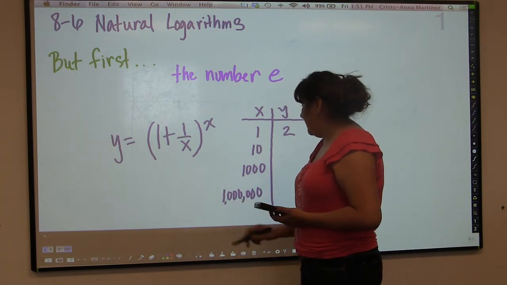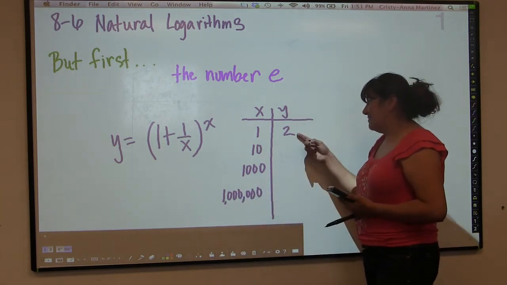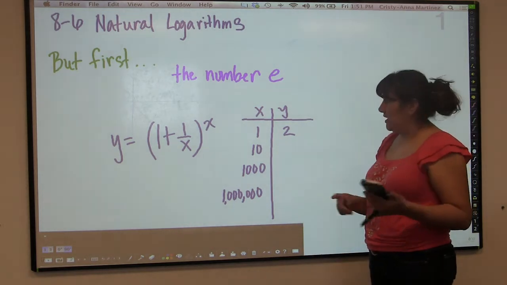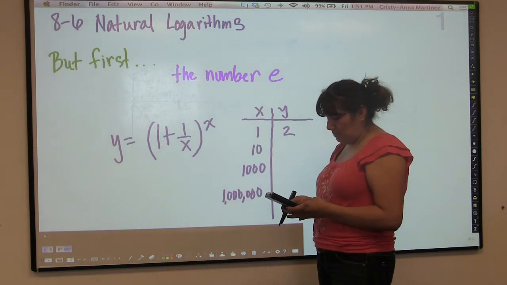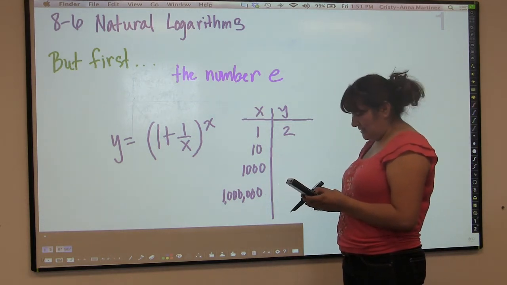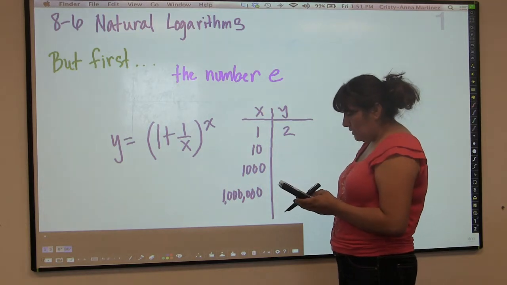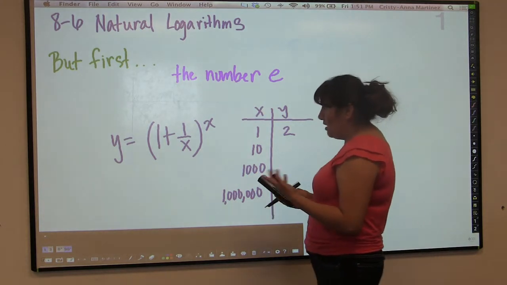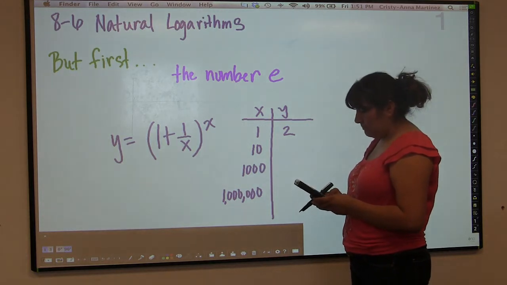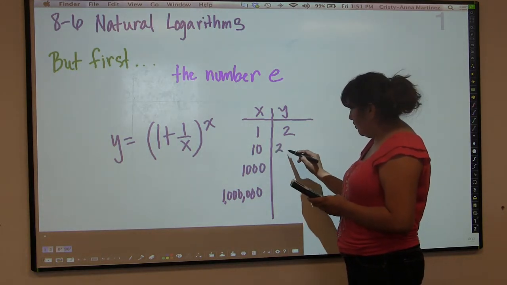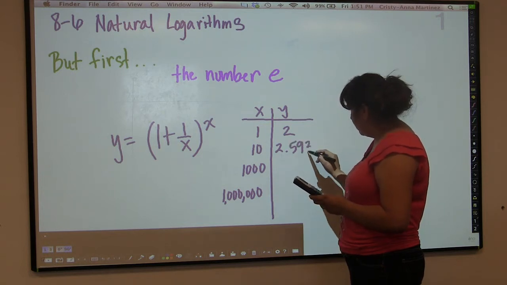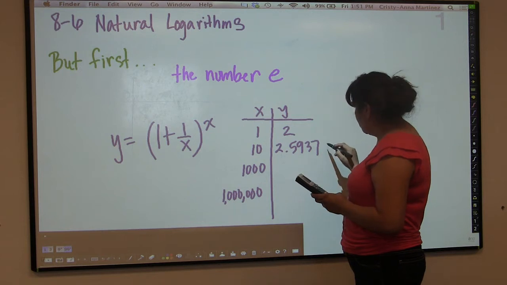And you might be surprised. You might be thinking to yourself right now, this is 2. By the time I get to 1,000,000, it's probably going to be so huge, who knows what it'll be. So what I'm going to do right now is plug into my calculator 1 plus 1 divided by 10, which is 0.1. And that's going to be 1.1, and I'm going to raise that to the 10th power. And you get 2.59374246.